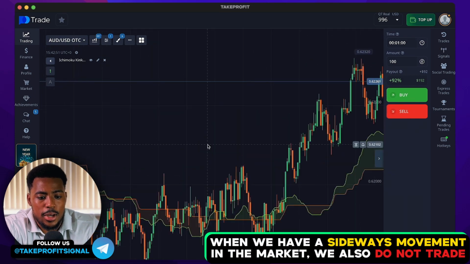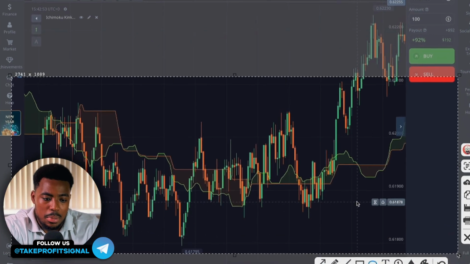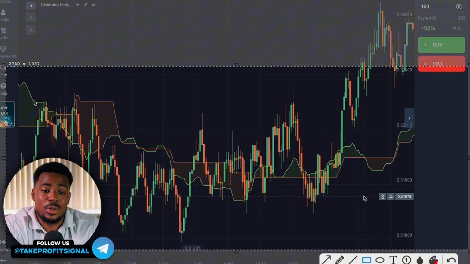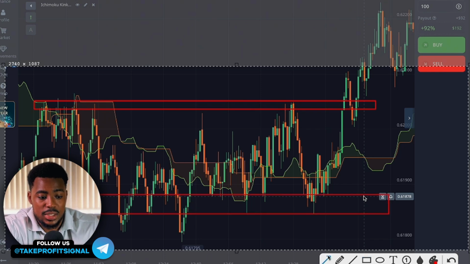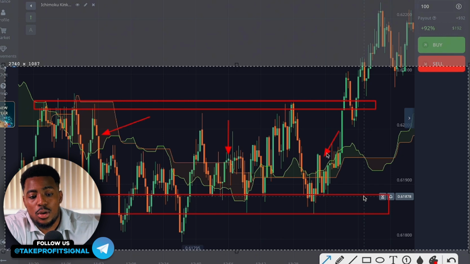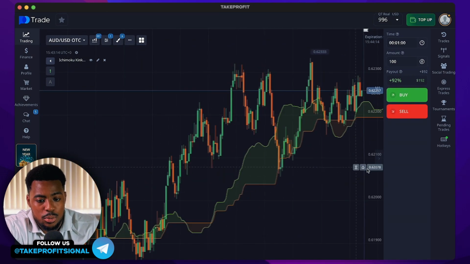When we have a sideways movement on the market, we also do not trade on it. Unfortunately, nobody will tell you about it except me. But here we have a sideways movement, and just look how many interactions and crossings of price and indicator we have here. We will not get any signals and we will not earn anything. So when this happens on the market, we also skip it. Now I will find you an ideal example on which you can trade, and we will enter the first trade.